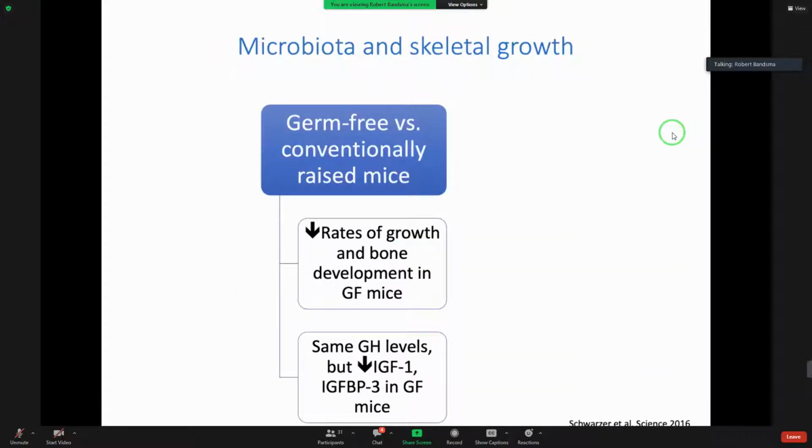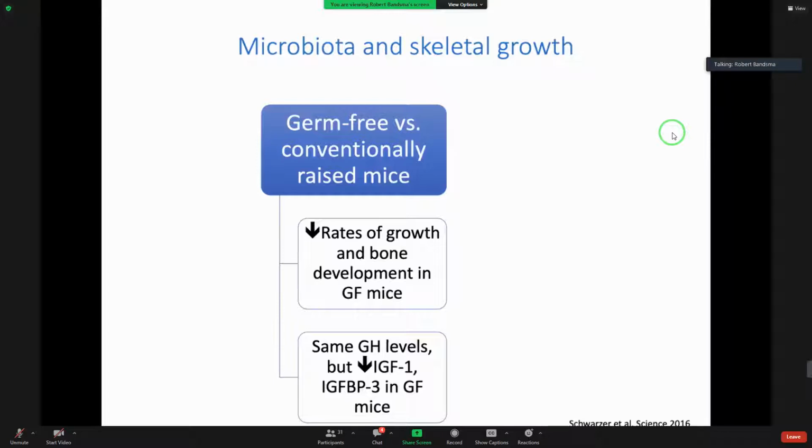But what they did, they had germ-free mice versus conventionally raised mice, and they looked at their growth and hormone developments, including IGF-1, IGFBP-3. Those hormones are really important in that growth signaling, and that signaling to help the bones grow. So that hormonal axis is really important for optimal growth.